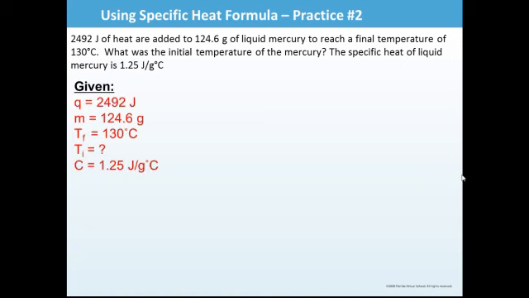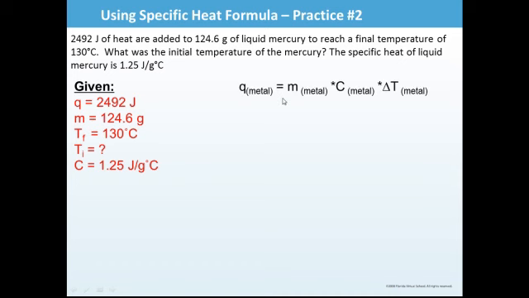Here is our list of what we were given in the word problem. I like to make a list of what we're given. It makes the word problem so much easier. We were given the value of Q, which is our joules. That's our unit of Q. We're given our mass. We were given our final temperature and asked to solve for our initial temperature. And we were also given the specific heat, which is C, of the metal.